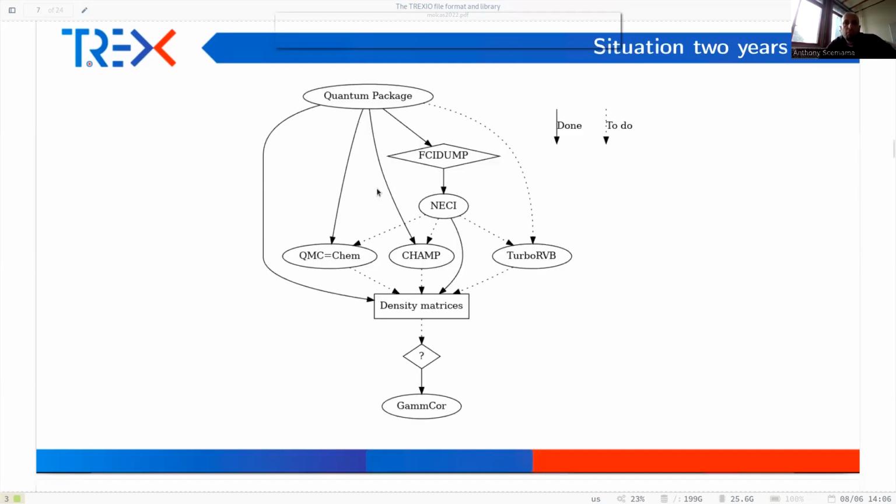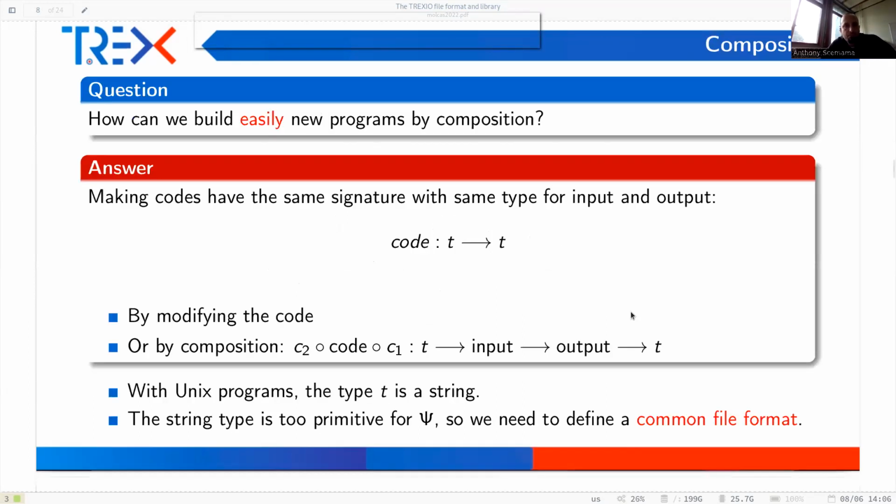So the situation when we started to work together was this one, where we had quantum package that was interfaced with CHAMP, interfaced with QMC Chem, but not with Turbo RVB. We could produce FCI dump files that Nisi could read to make some calculations, and Nisi and quantum package were able to produce density matrices, but not in a format that was good for GAMCore. So there was a lot of work to do if we wanted to interconnect all the codes together.